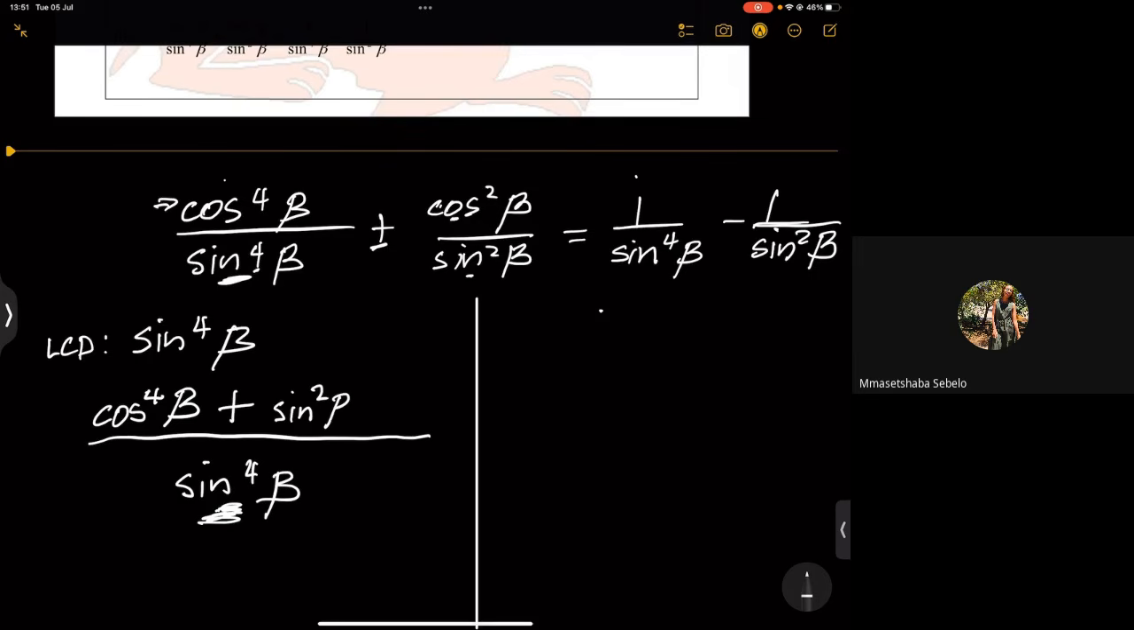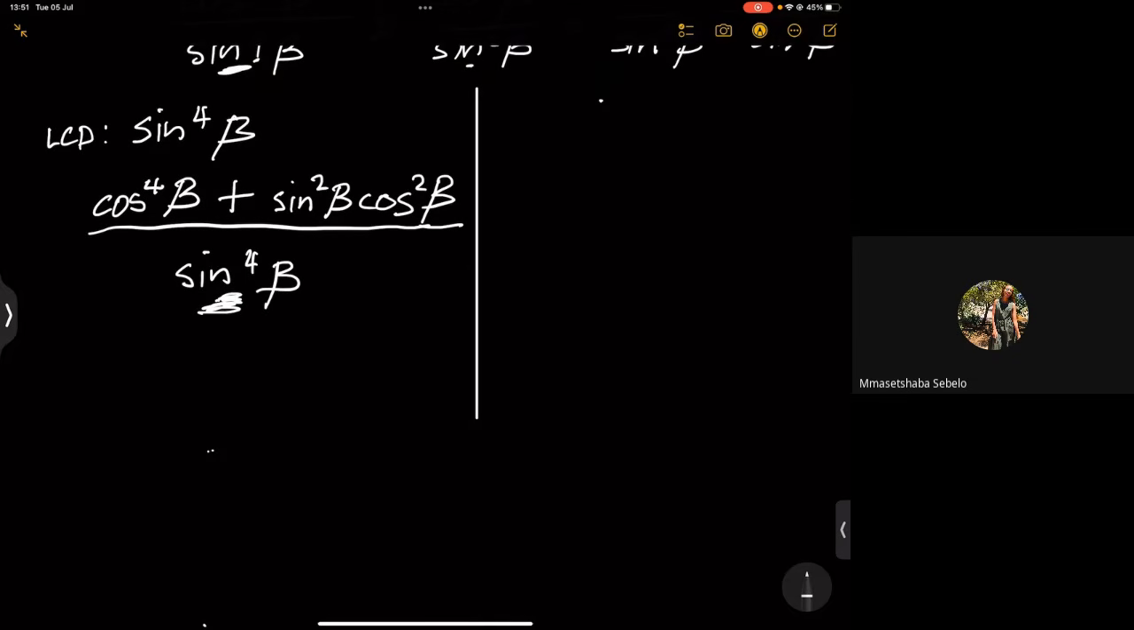Correct. So we're going to have cos squared of beta, sine squared of beta, cos squared of beta. Very well done. Okay, right. So let's try and work with it. What can we do at the numerator? We have a common factor there, which is cos squared. No, we don't actually. Sorry, you're right, you're absolutely right. So we can factor out cos squared beta, open bracket.